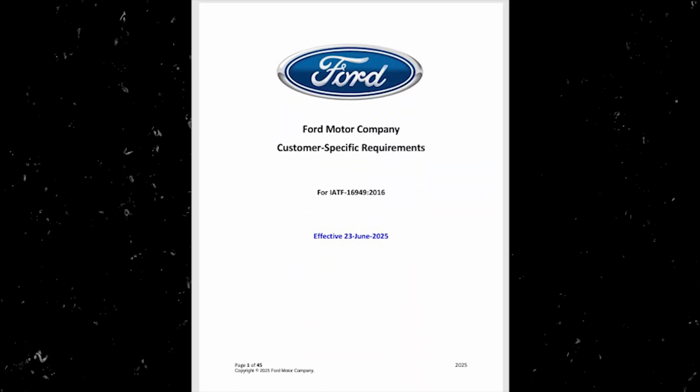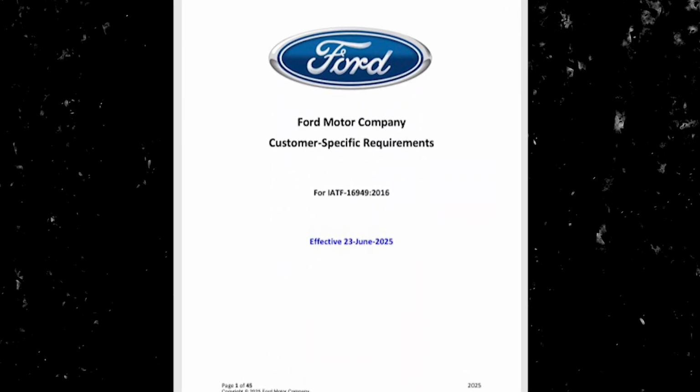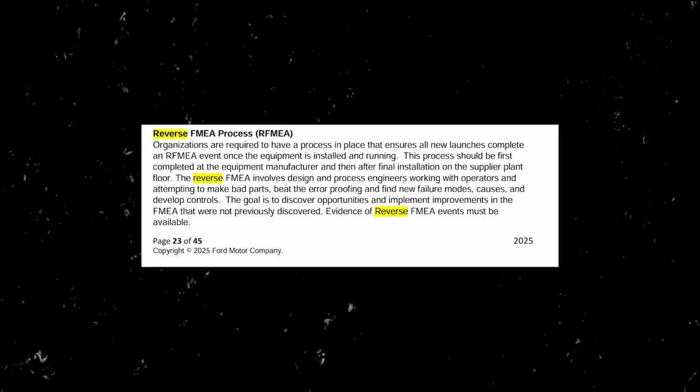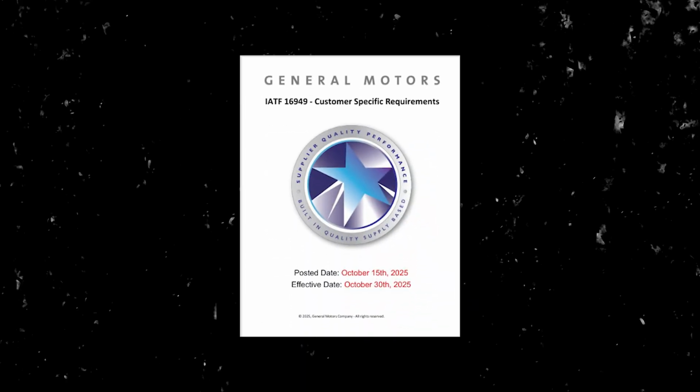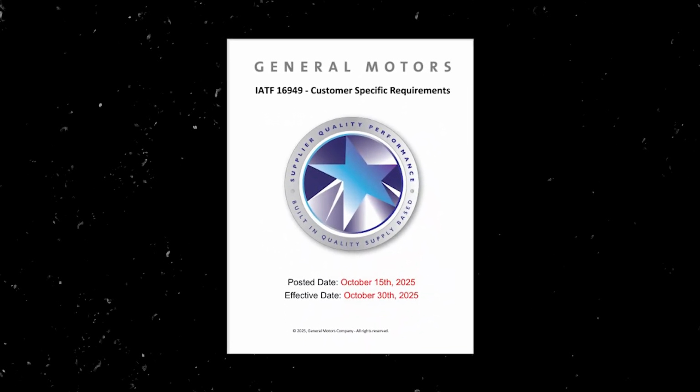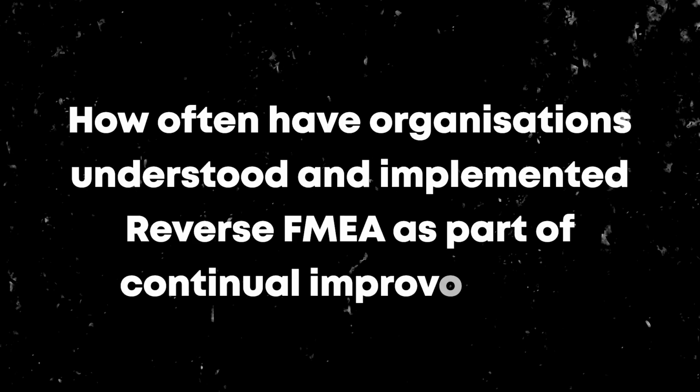When we talk about Ford, there's a complete paragraph with respect to reverse FMEA, wherein they're expecting how the reverse FMEA can be implemented in their organization. When we talk about General Motors, in the clause related to continual improvement, they are talking about one of the continual improvement activities, the implementation of reverse FMEA. Something similar is done by Stellantis as well as by Renault. So that is the first challenge, how often organizations are aware that it is specified in the CSR of their customer. And the second key challenge is, even if they are aware, how often we are actually understanding it or implementing it.